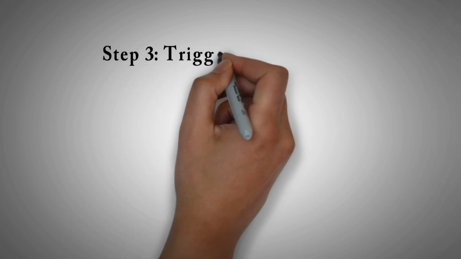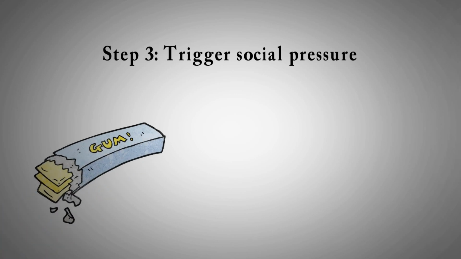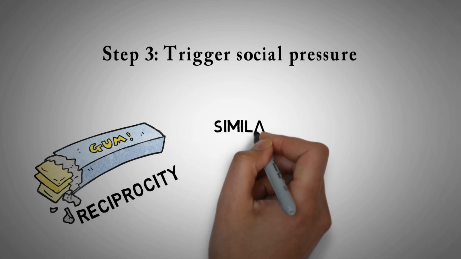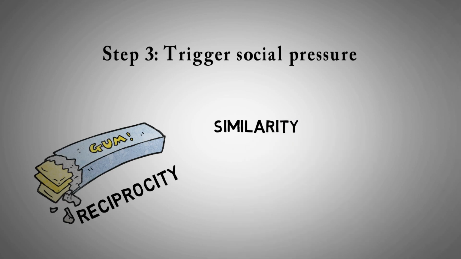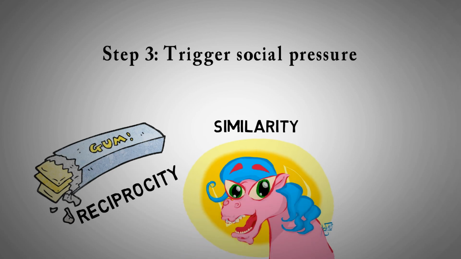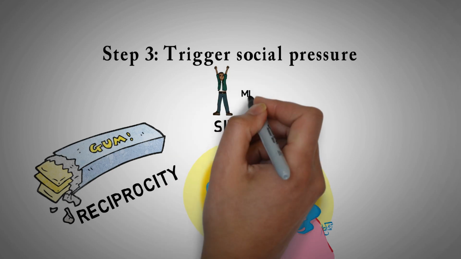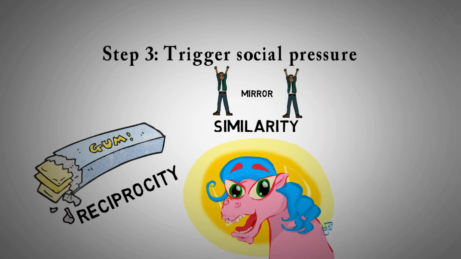Step 3. Trigger social pressure. Here you can use all your social persuasion techniques. Offer them a gum and they'll want to return the favor because of the social norm of reciprocity. Reveal any similarities between you and your target to build rapport. Even better if the similarity is uncommon, like if you discover you're both huge fans of the children's show My Little Pony. Also, mirroring the body language without them noticing that you are consciously doing it can be a great way to build a rapport.